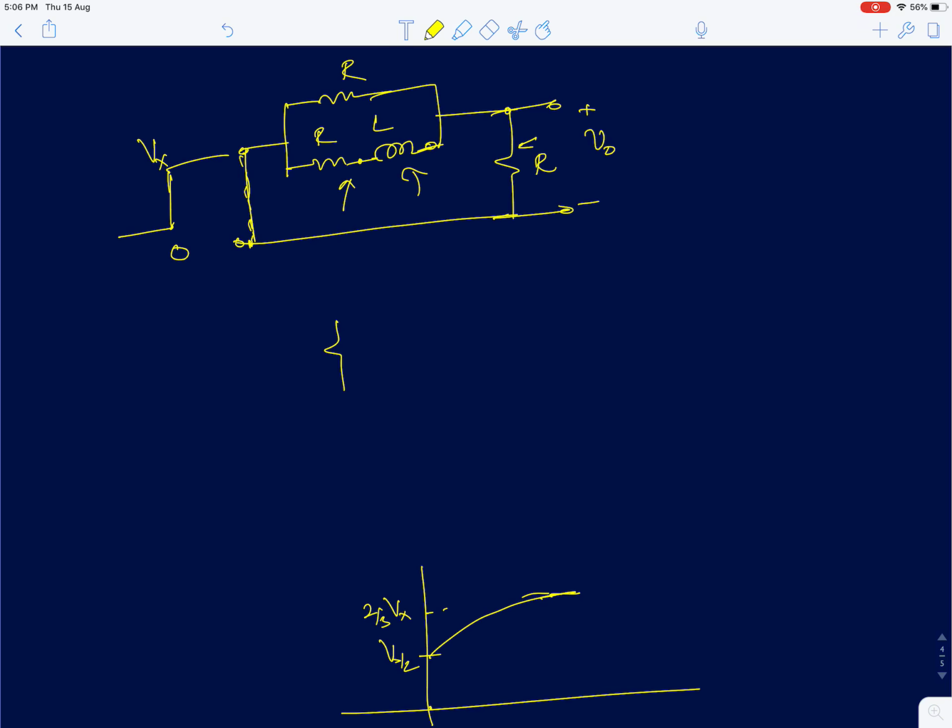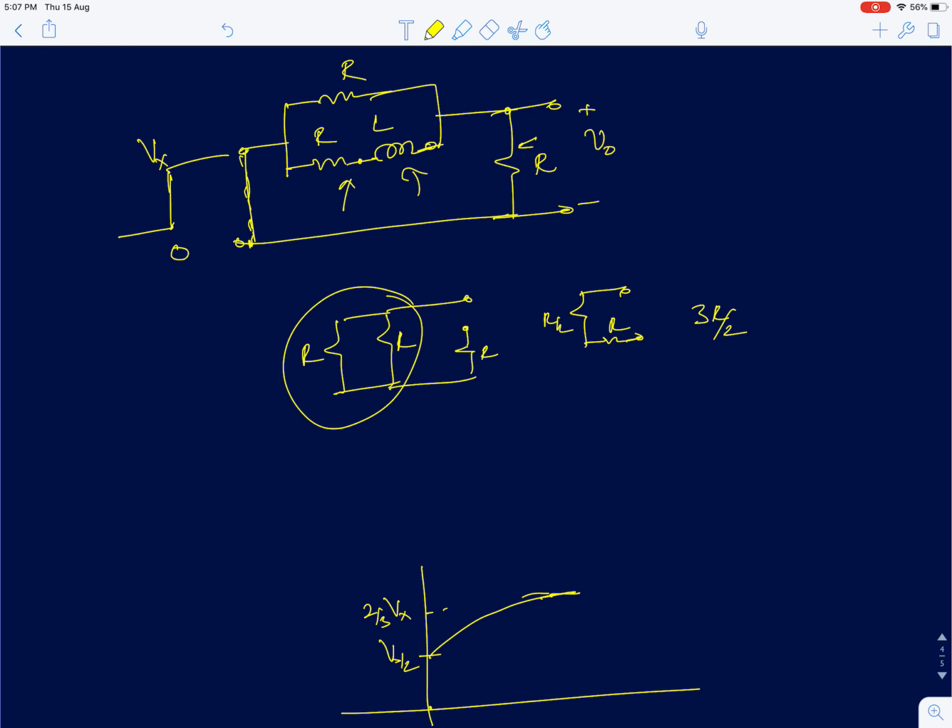So when you short the input, the circuit reduces to R, and an inductor and an R. So you are supposed to find the equivalent resistance. I'll remove the inductor between these two terminals. So this is R by 2 and that comes in series with R. So you will have 3R by 2. So that's your R equivalent. Once you know the R equivalent, you can find the time constant as L upon R equivalent, which is 3R by 2. So you have 2 by 3 L by R.